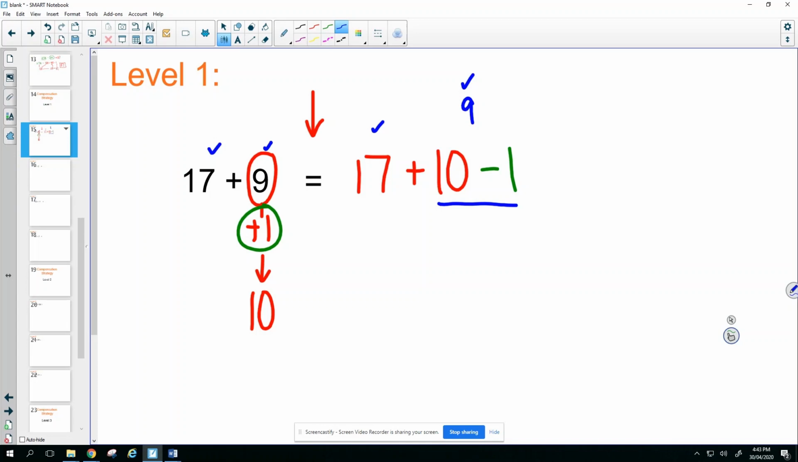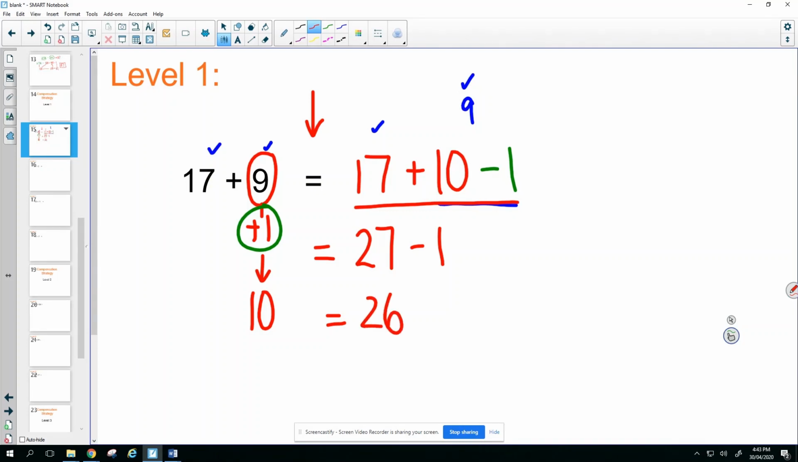So let's complete this problem. I've got 17. Let me just write that again. I've got 17 plus 10 is going to give me 27. So let's do that, 27, because working with tens is really easy. 17 plus 10 is 27. I have to bring down the minus 1 because that's still part of this side of our number sentence. So 27 take away 1 is 26.